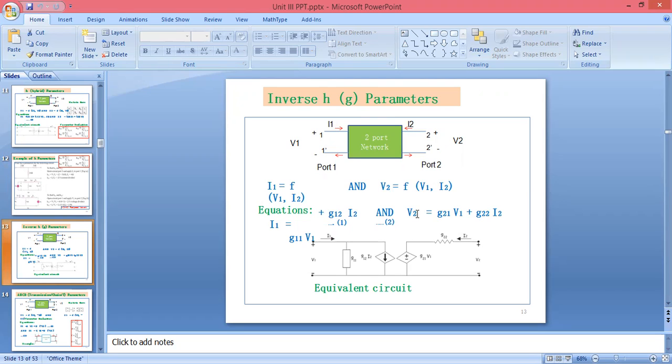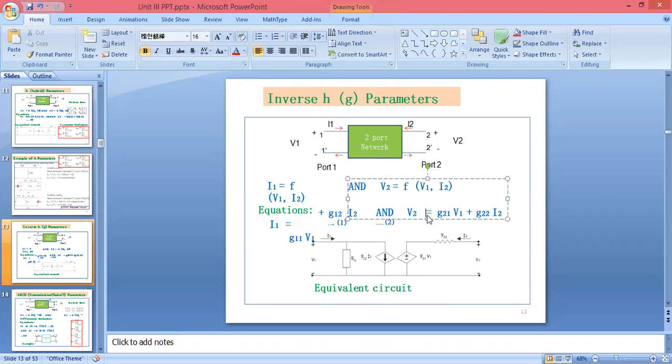So you can write I1 equal to G11 V1 plus G12 I2. G11 is nothing but H11 dash, the inverse of H11. You can give this equation as number 1. And you can write V2 equal to G21 V1 plus G22 I2.